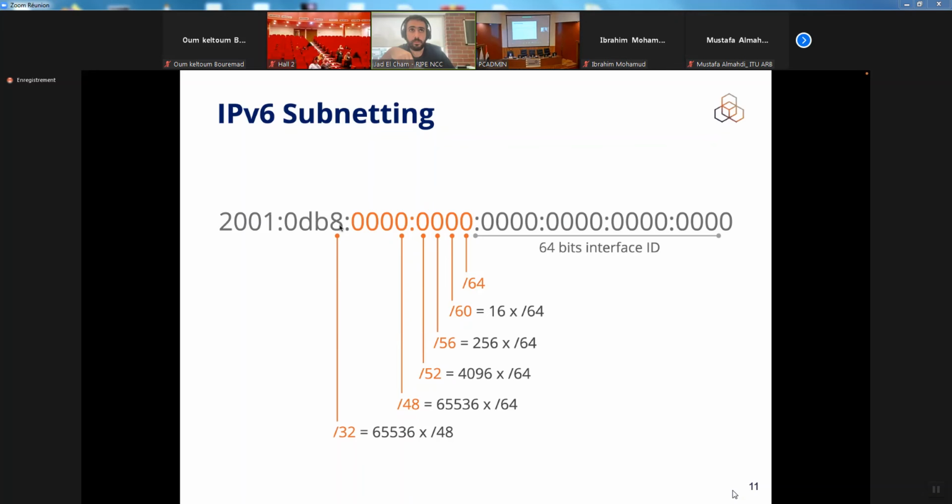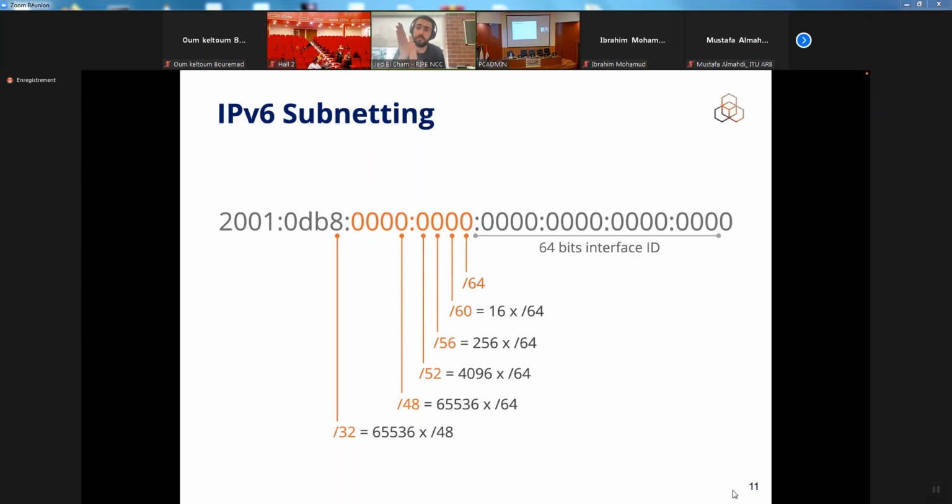So 2001, this is /16. 0db8, this is the /32. The first 0000, that's the /48. The second 0000, that's the /64. Okay, so each time there's 16 bits.